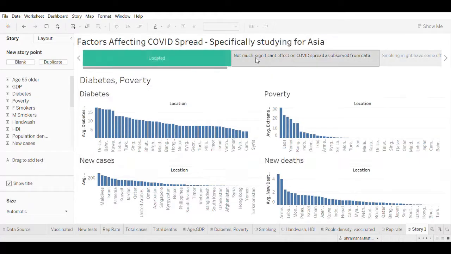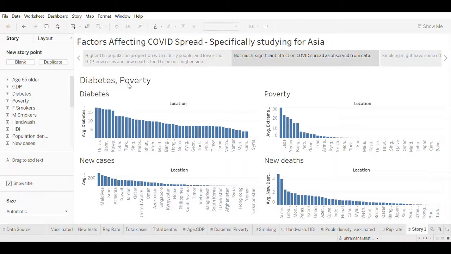That is, let's see whether there's an effect of diabetes and poverty. So there might be an effect of diabetes prevalence and poverty on COVID, but from this data, it is not that much prevalent, all right? So we concluded that there is not much significant effect on COVID spread as observed from the data due to diabetes prevalence or poverty.